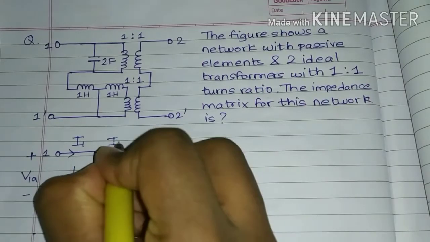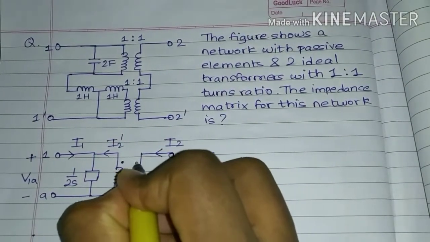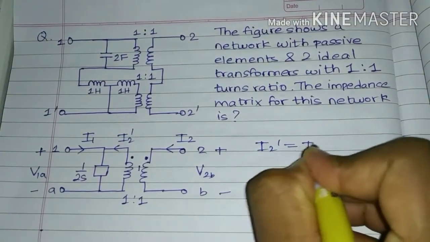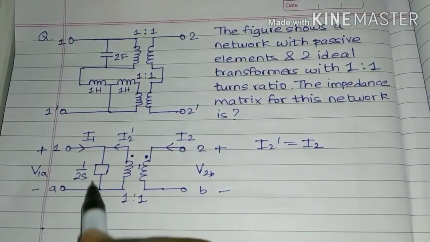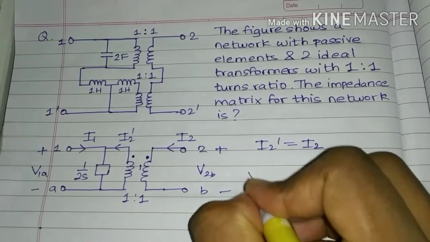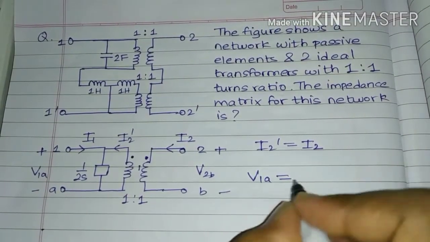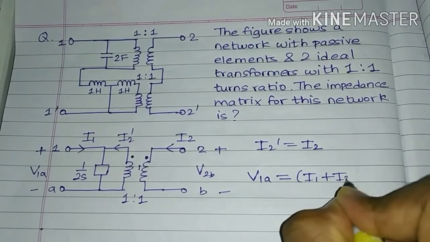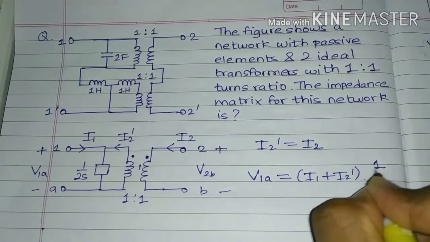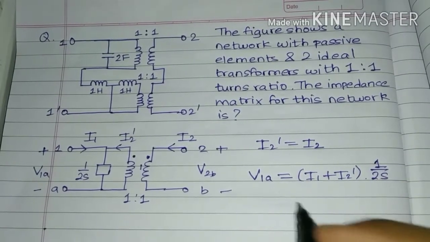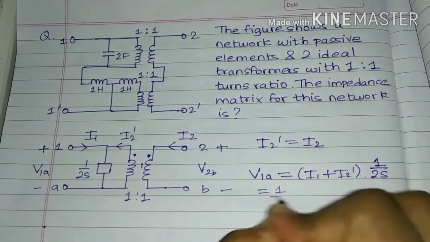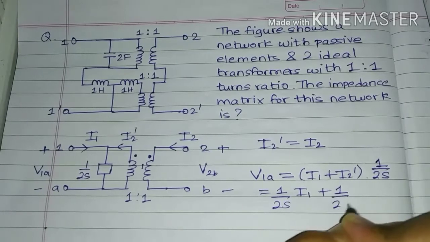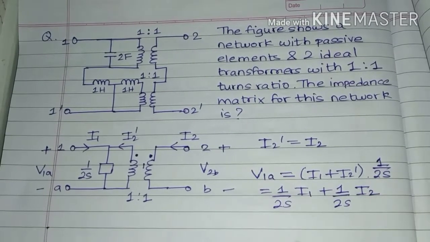And let the current over here be I2 dash. Since it is a 1:1 transformer, I2 dash will be equal to I2. Now by applying KVL over here, we can write that V1A will be equal to I1 plus I2 dash into 1 upon 2s. Therefore, V1A will be equal to 1 upon 2s into I1 plus 1 upon 2s into I2, since I2 dash is equal to I2.